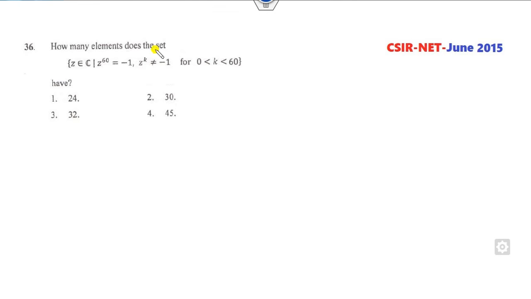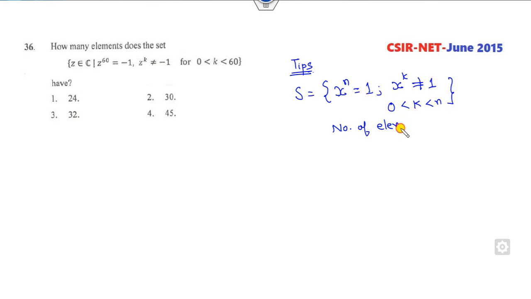Look at this, it is June 2015. How many elements are there in this set? Remember, if I say any set such that z raised to power n is 1 and z raised to power k is not equal to 1 whenever k lies between 1 and n, then the number of elements which satisfy this is phi of n. If you remember number theory, we will see how you calculate phi. Here we need a plus 1, but here this is minus 1. Can you make this a plus 1?